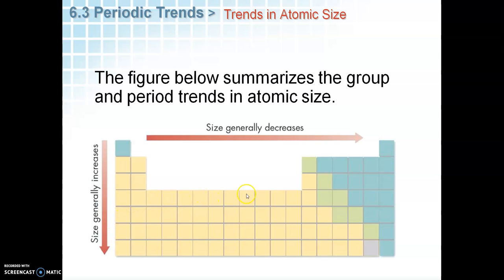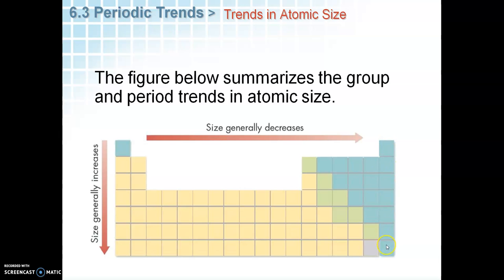As you go across, you're not adding new levels, so you're staying the same at best, but since the nucleus is getting stronger, those levels are being pulled tighter and tighter, and so the size gets smaller. So, going across the second row, lithium is the biggest. All the way over here, the noble gas at the end, neon, is going to be the smallest.